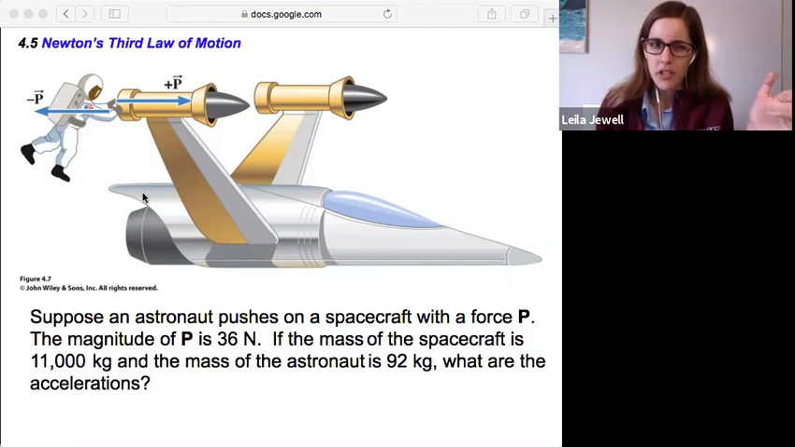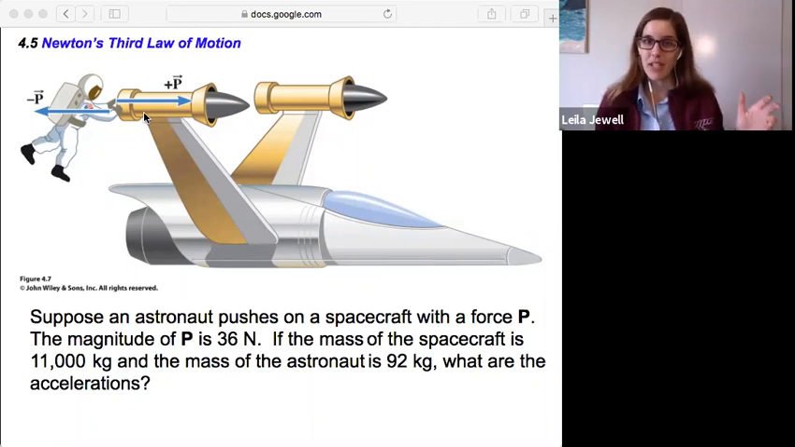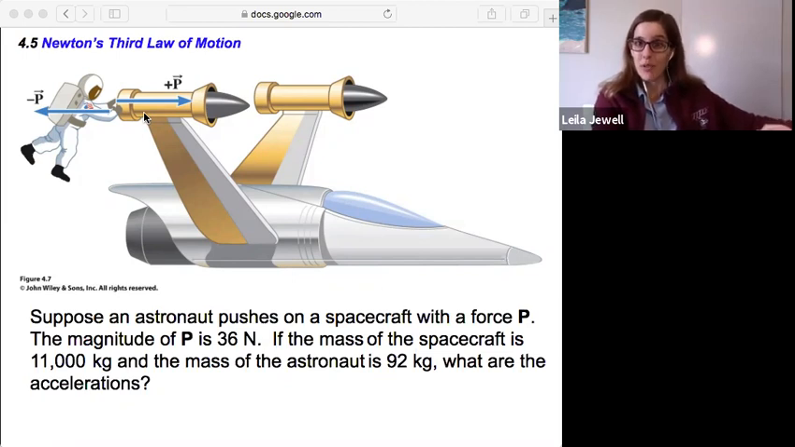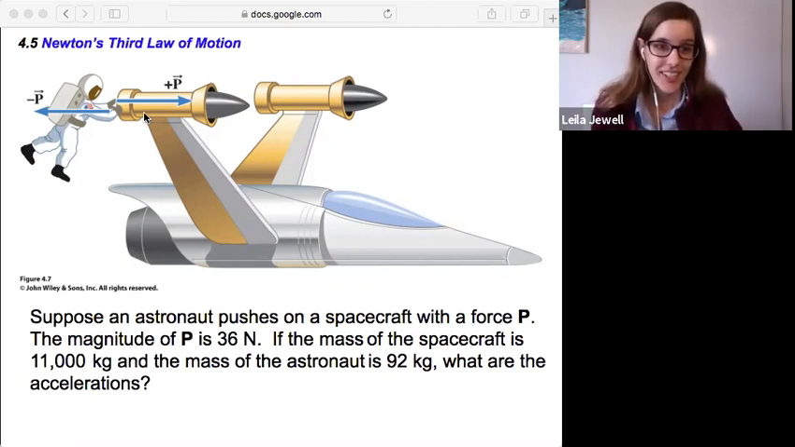What are the accelerations? But the astronaut's the only one doing the pushing, right? Well, if you think about a massive spacecraft, and if you push on the spacecraft, the astronaut's going to start moving, right? So she might be in trouble right now. Hopefully she's hooked in if she's going to be pushing off of it. But we can figure out the accelerations here. So let's take a look.